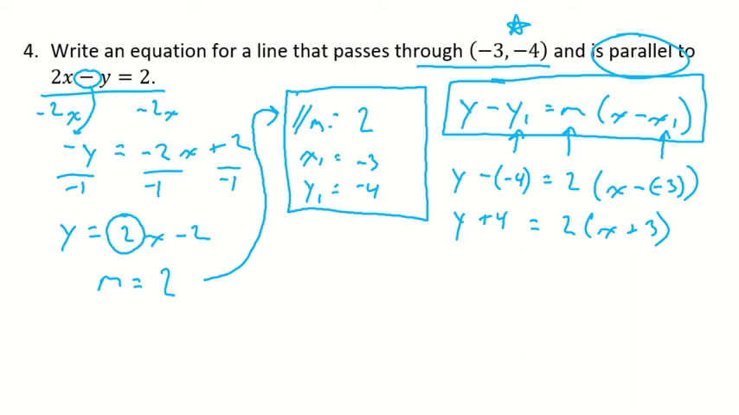So I'm going to distribute 2 to both terms in the parentheses. 2x plus 6 equals y plus 4. And now subtract 4. Y equals 2x plus 2.